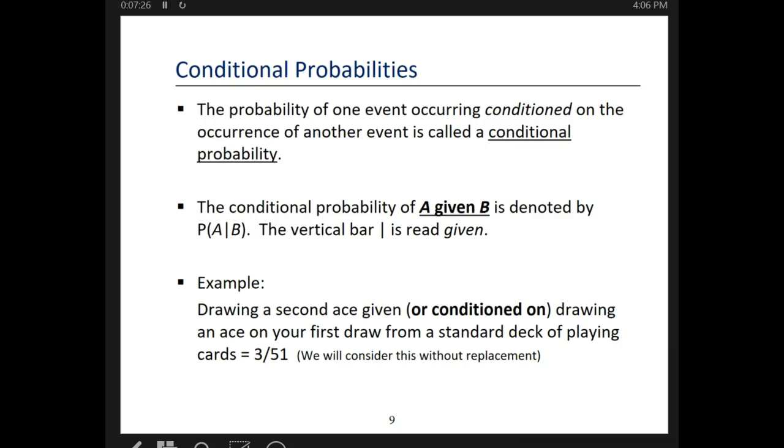Let's go to the example. What's the chance of a second ace, given on a condition that 1 has already been drawn, drawing an ace on your first draw from the deck, and then drawing a second one? You've got 3 chances remaining out of 51. Remember, 1 ace has been drawn. You've only got 3 left, but you've also got only 51 cards left. So it's 3 divided by 51. We're dealing with no replacement of that first ace that was taken.